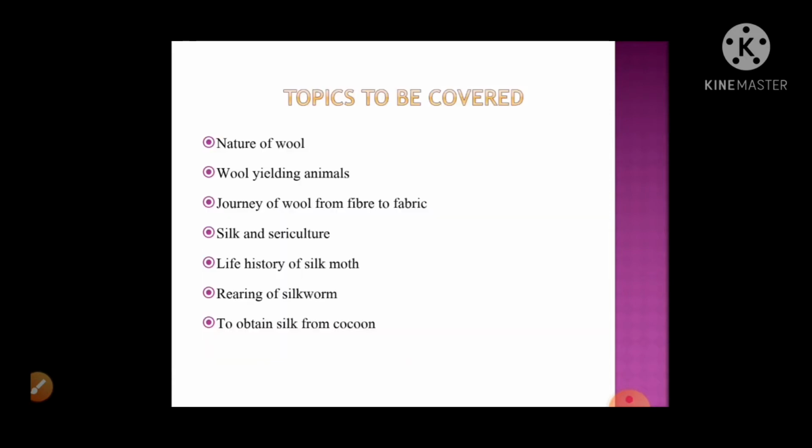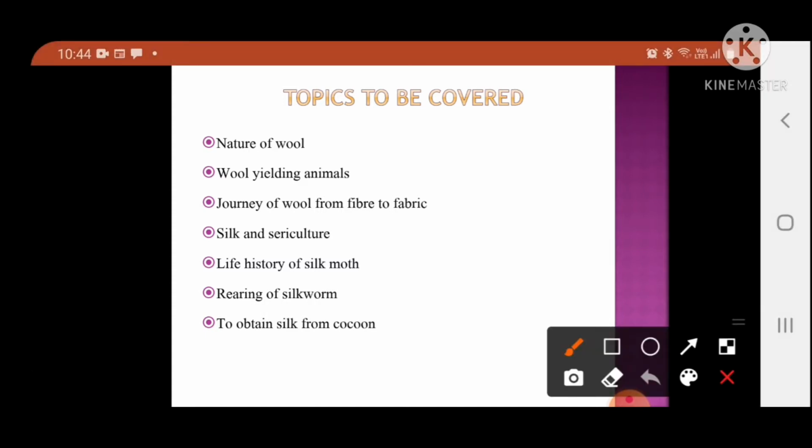In the previous module, we discussed how wool is obtained from wool yielding animals. Now today, we are going to discuss silk and sericulture, the life history of silk moth, rearing of silkworm, and how silk is obtained from cocoon.